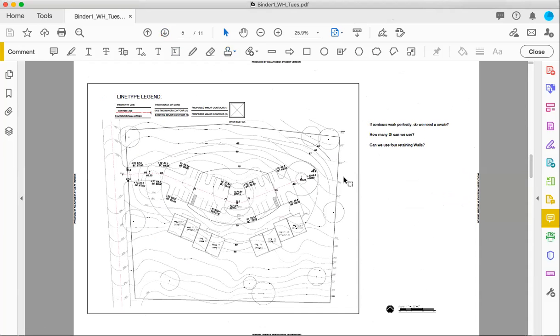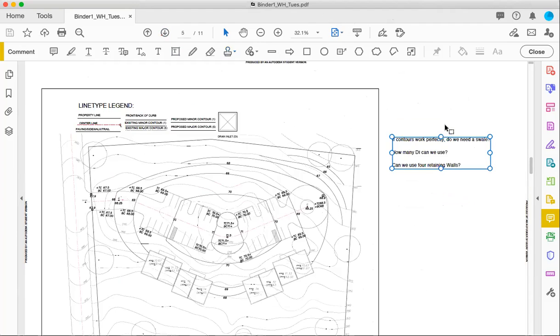So I think the next one we have is Connor. Connor, are you here? Yeah. Okay, so let me zoom in.